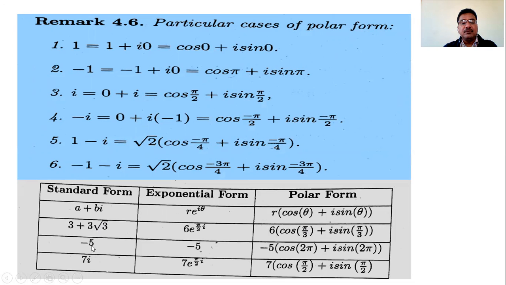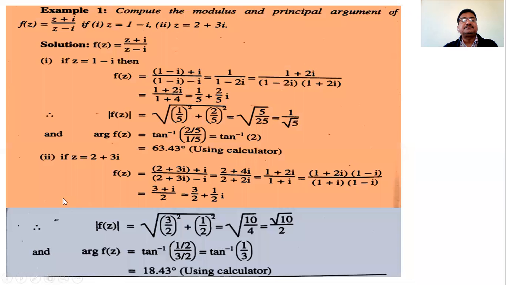Similarly, minus 5 means the number minus 5 plus 0i. So use the formula to obtain the principal argument and modulus. 7i means 0 plus 7i. Okay, 0 plus 7i, then find it. Its principal argument is pi by 2, and 7 is its modulus. So these are again some problems of finding modulus and principal argument of a number.